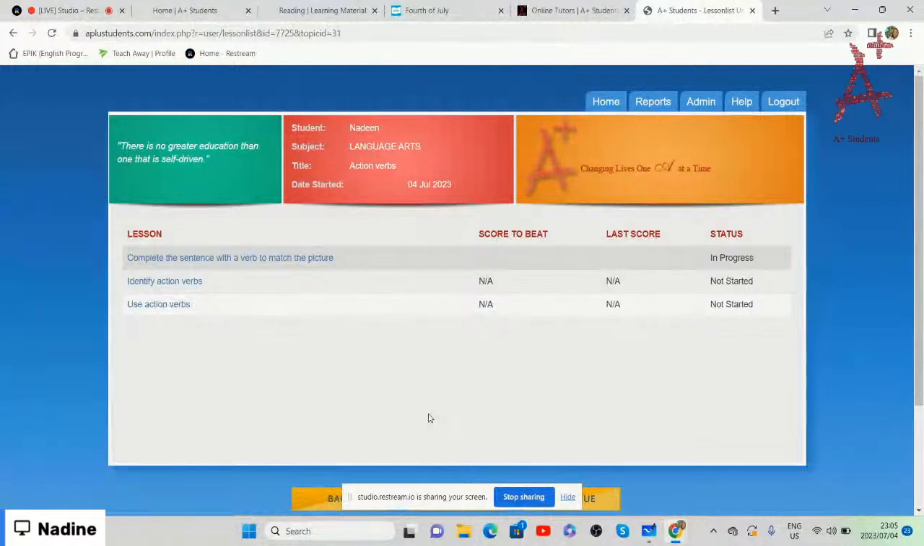All right, so our chapter for tonight is action verbs. The lesson that we're going to be focusing on is complete the sentence with a verb to match the picture. And then we're also going to identify action verbs as well as how to use action verbs, right? So we're going into the first lesson for tonight, which is complete the sentence with a verb to match the picture.